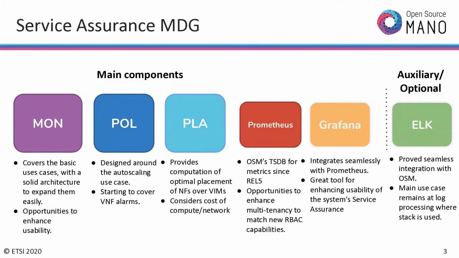And Grafana, you already saw Grafana. Grafana is a great tool to visualize all the data that we are storing in Prometheus. It integrates seamlessly with Prometheus, and as the presentation said, it's a great tool for enhancing usability of the system. And optional, we have the ELK. There you can put the metrics or traps that you're receiving from your VNFs and search using all the power that Elasticsearch has. But this is optional.